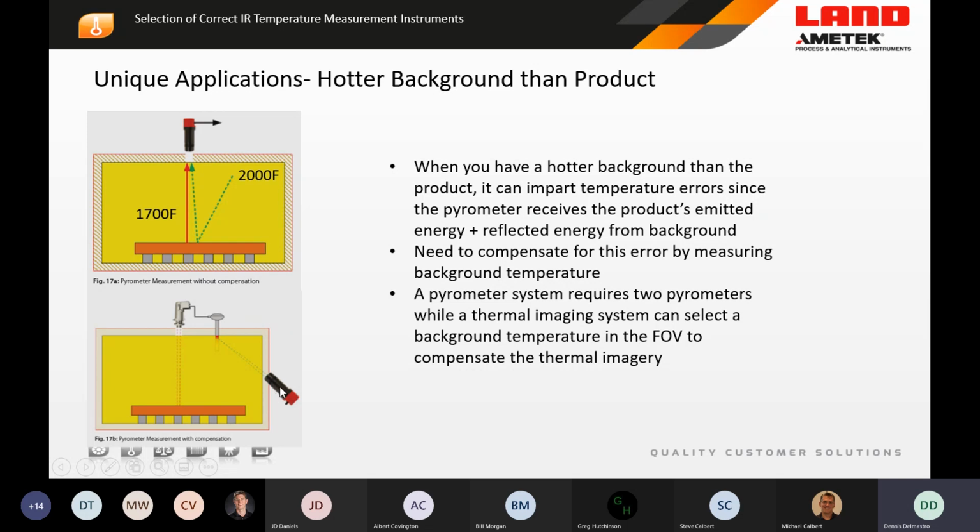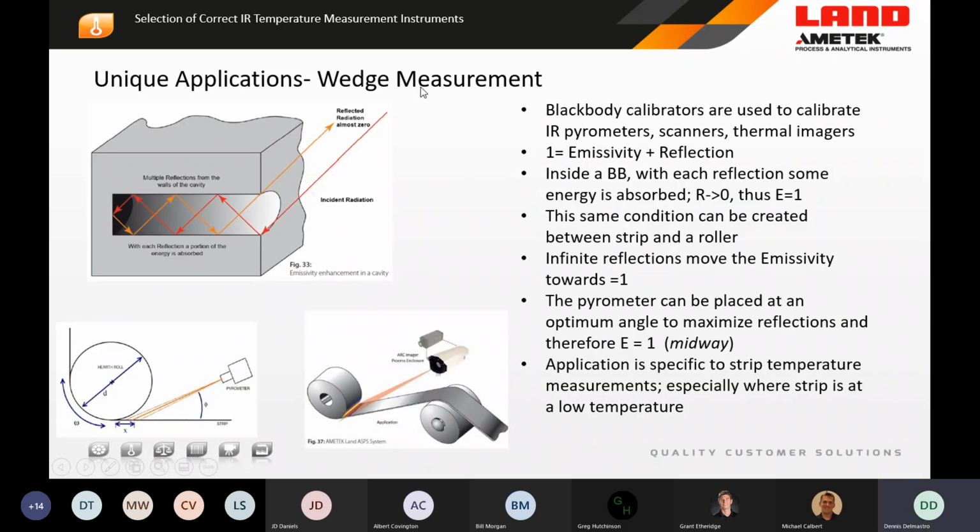We can do that by using a second pyrometer or a thermocouple just to measure what the background temperature is, or you can use a thermal imager to not only look at the furnace, but to mark an area in the field of view as a background correction area. So either with pyrometers or thermal imagers, we can handle this kind of background, but it is unique. There's another unique application called a wedge measurement.